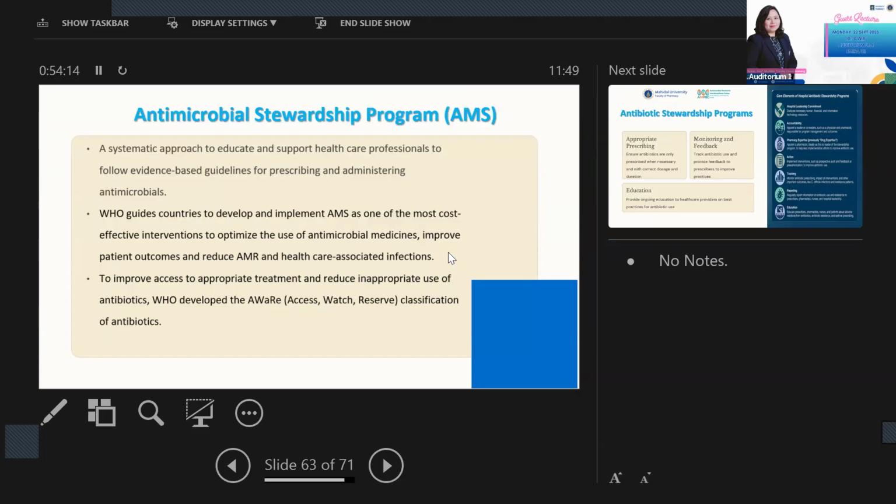Okay, but when we look at the national level, some of you might have heard about this project, the Antimicrobial Stewardship Program, or AMS for short. This is a kind of program that we can set up nationally. Sometimes in one hospital, you can set up AMS with a healthcare team involved with infection. The basic of AMS is an approach to educate and support healthcare professionals to follow evidence-based guidelines for prescribing and administering antimicrobials.